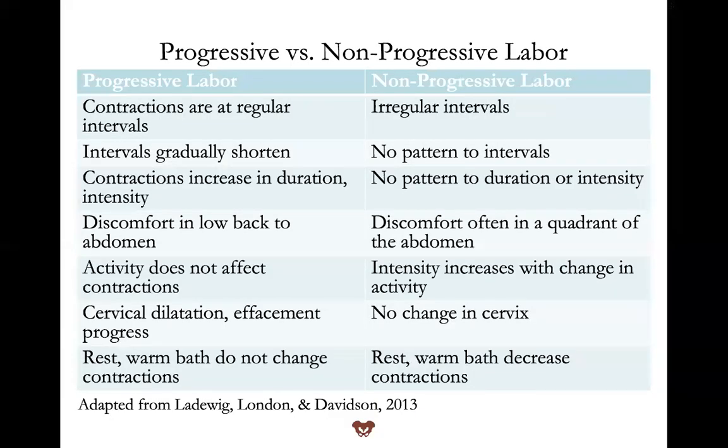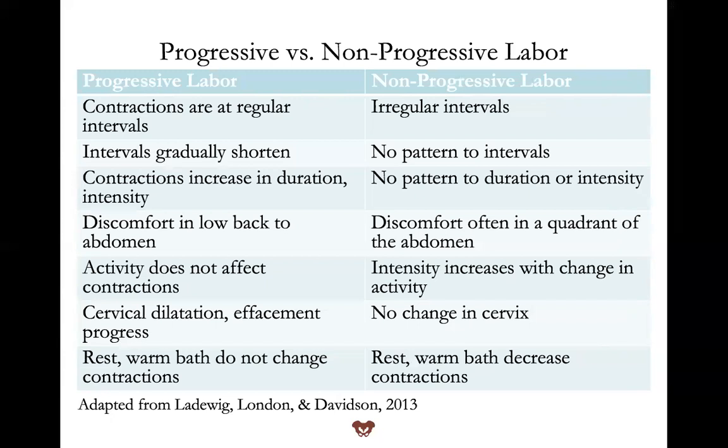And this is just a nice little summary slide of the difference between progressive and non-progressive labor. So with progressive labor, contractions happen at regular intervals, and so they may be every 5 minutes or every 3 minutes. With non-progressive, these are not occurring at regular intervals. So there may be a contraction here and there, and it's not every 3 minutes, every 5 minutes, every 2 minutes. You can't time these and get a pattern.